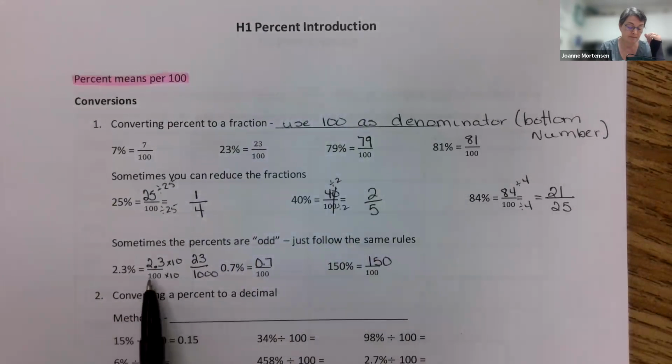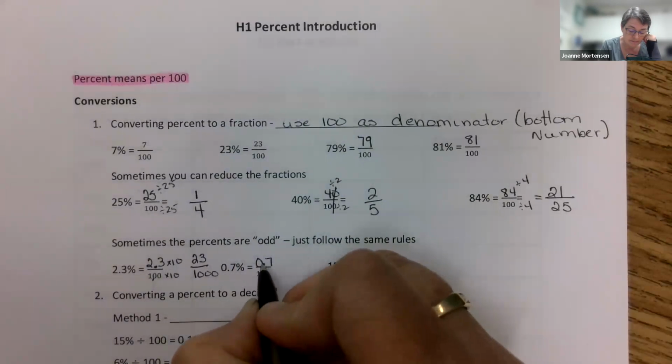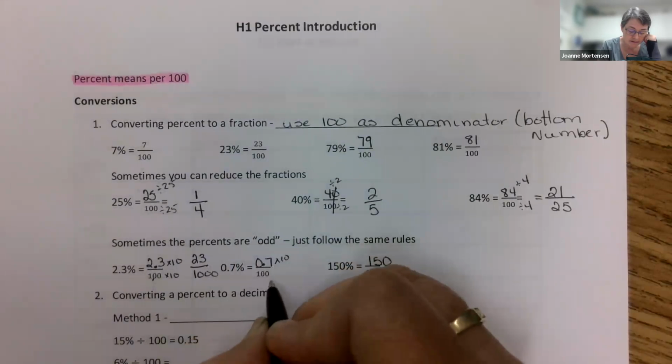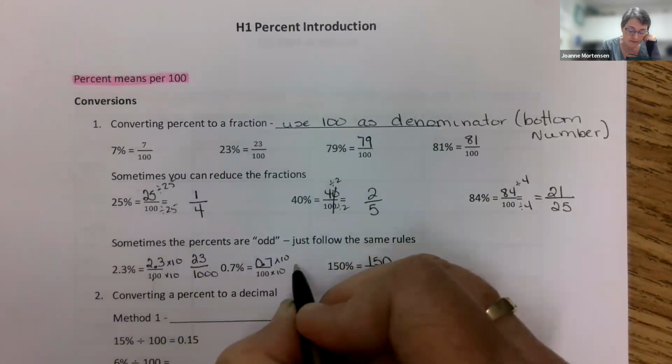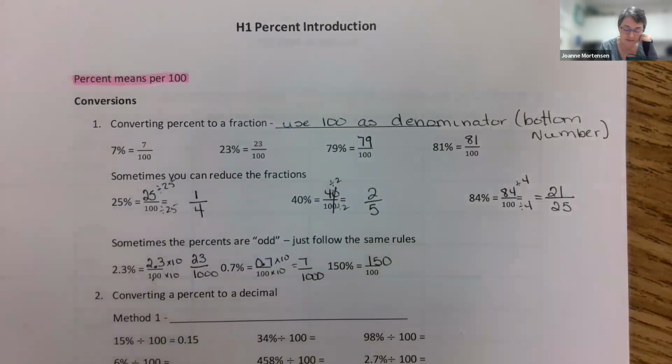But seriously, full marks, it doesn't matter. And the same thing here. I'm going to multiply by 10, and multiply by 10, and that's going to give me 7 out of 1,000. Whoops, one more 0. There we go.